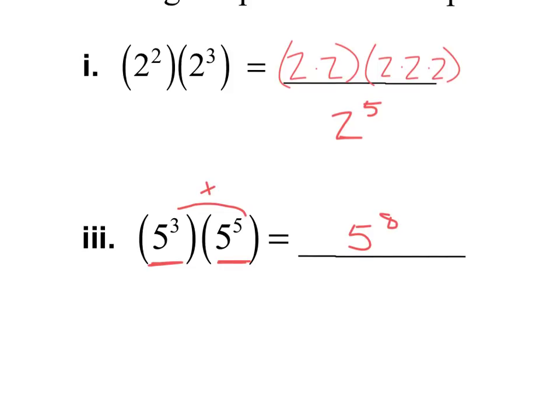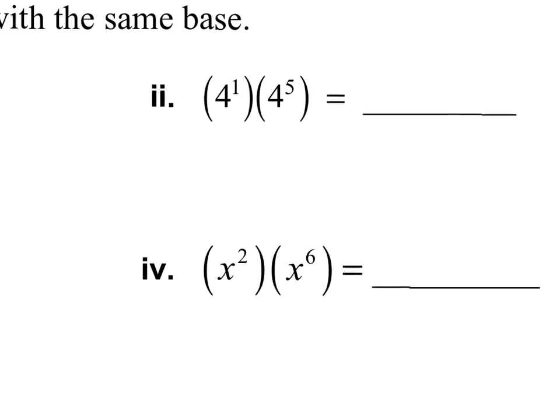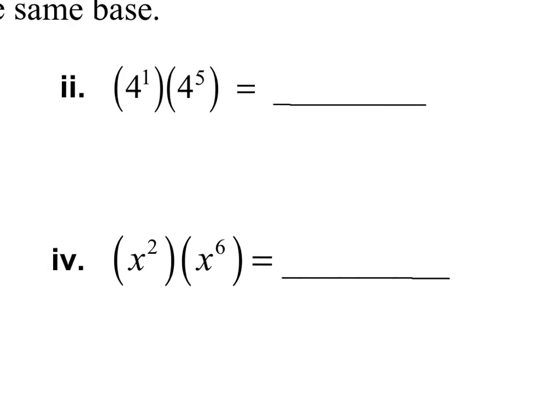So let's go over to these other 2 here. Here I have 1 4 and 5 more 4's. That's going to combine together to make 6 4's, so 4 to the 6th power. Works the same way with variables. I have 2 x's and 6 more x's, so that makes 8 x's, x to the 8th power.